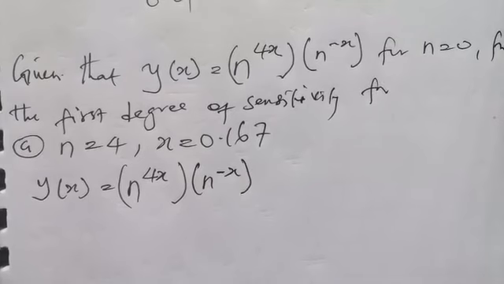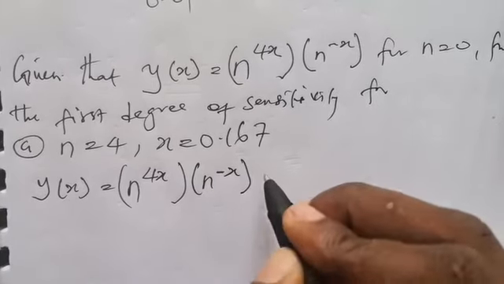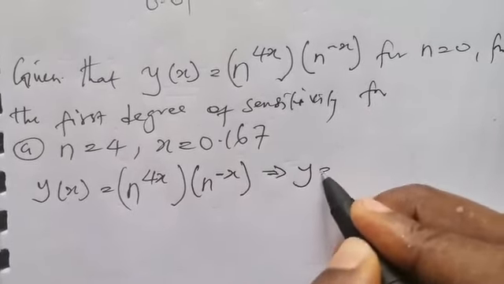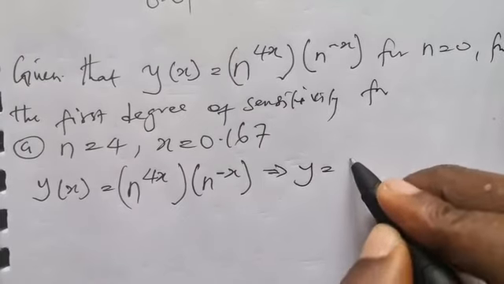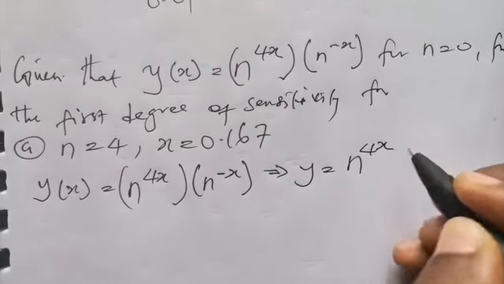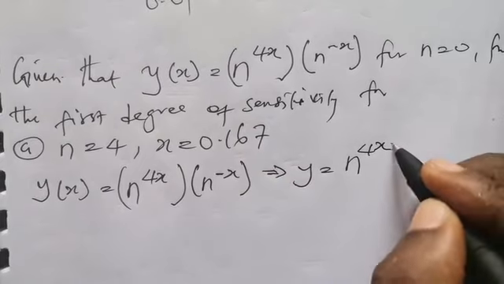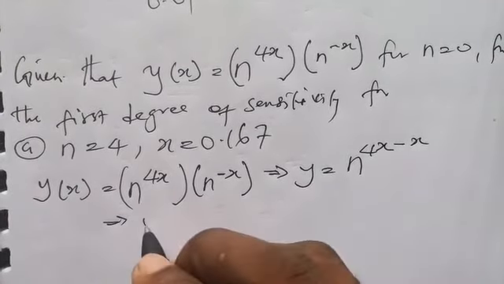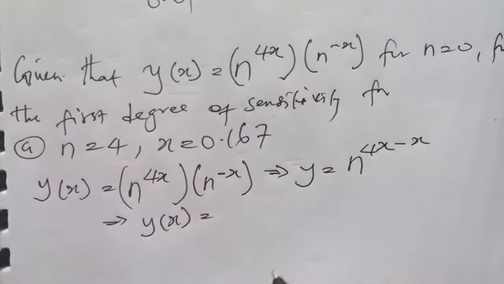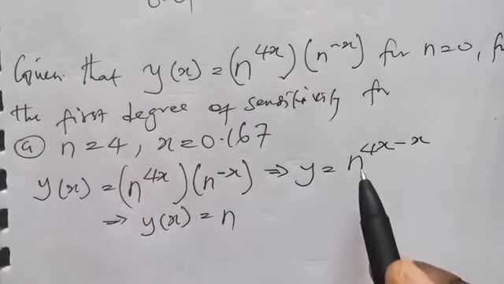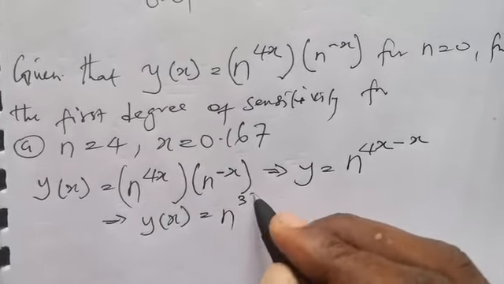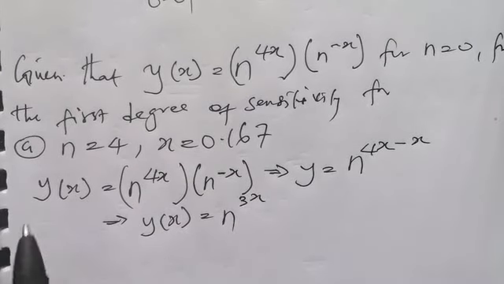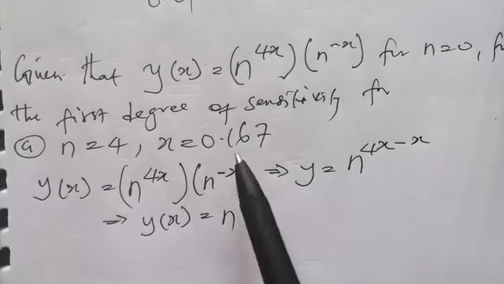Now, from indices, of course, when two terms having the same base are multiplying one another, you simply pick one of the base and add the powers. So this simply implies that my y is going to be equal to n to the power of 4x, then adding this, now it becomes minus x. So y of x is equal to n to the power of 4x minus x, which gives us 3x.